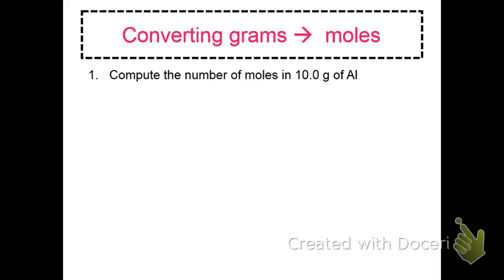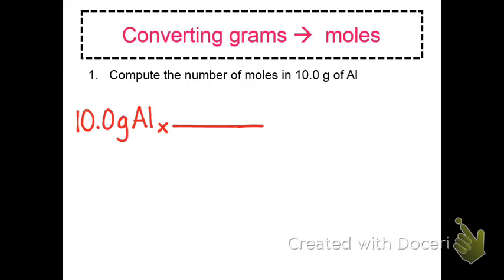So let's start off with an example. Okay. The first thing we're going to do is we're going to convert grams to moles. All right. So you're going to need a periodic table for this, probably a calculator, some basic things. So what they gave us in this problem was they gave us 10 grams, specifically 10.0 grams of aluminum. Now, we do our 10.0 grams of aluminum and we make a fraction.